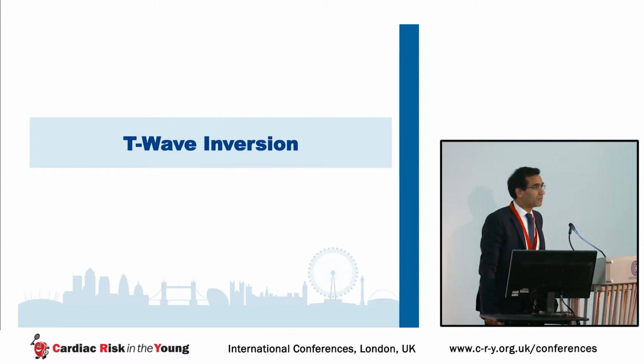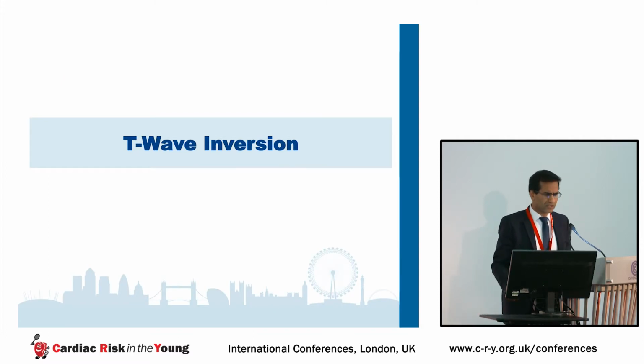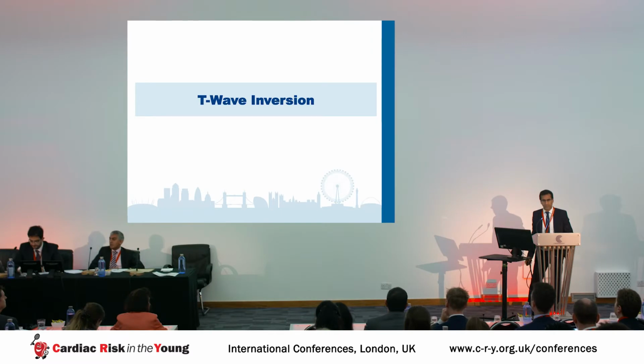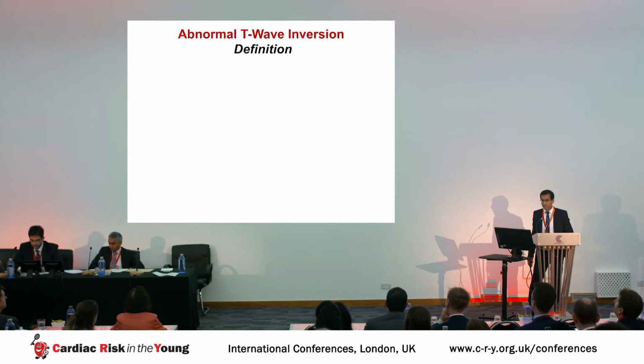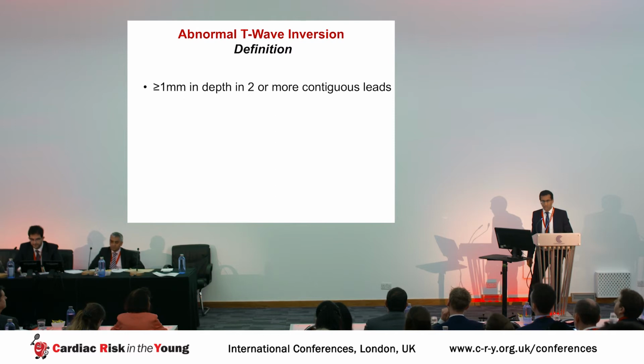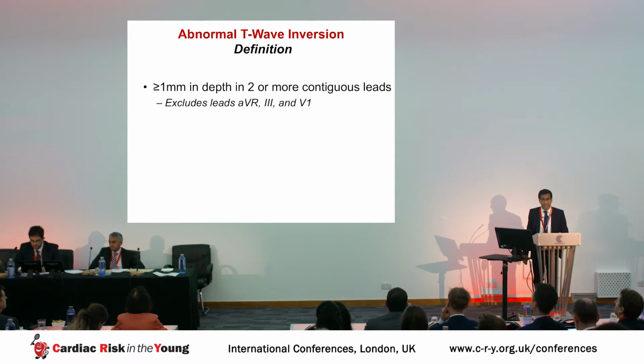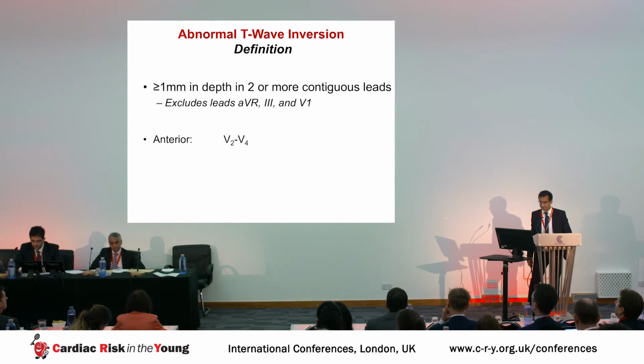So let's start with T-wave inversion, because I'm going to spend some time on this because this is an important topic. First of all, how do we define abnormal T-wave inversion? Well, this is a T-wave that's greater than or equal to 1 millimeter in depth in 2 or more contiguous leads, and it excludes leads aVR, 3, and V1, because T-wave inversion can be normal in these leads.